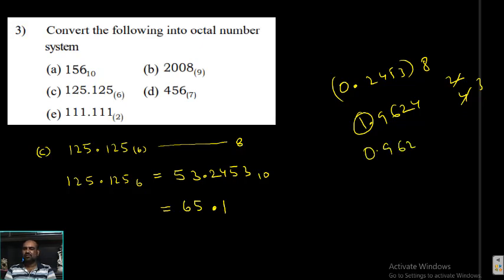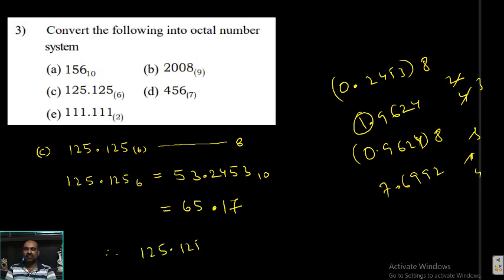Again 0.9624 should be multiplied by 8. 8 4s are 32. 8 2s are 16, 19. 8 6s are 48, 49. 8 9s are 72, 72 plus 4 is 76, means 7.6. So 7, like that you can find the remaining decimals. So finally what I can say, 125.125 base 6 is equal to 65.17 and so on with base 8. I will show you.